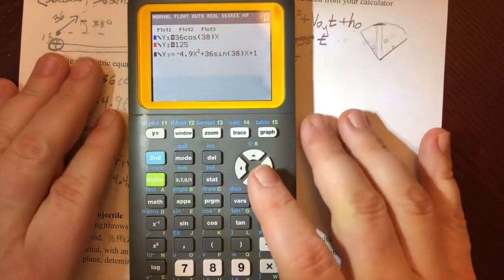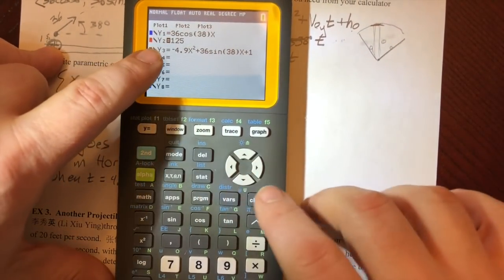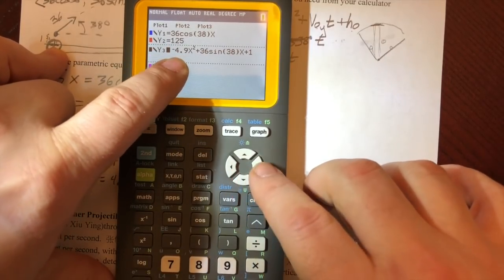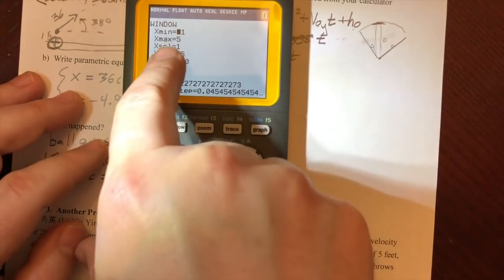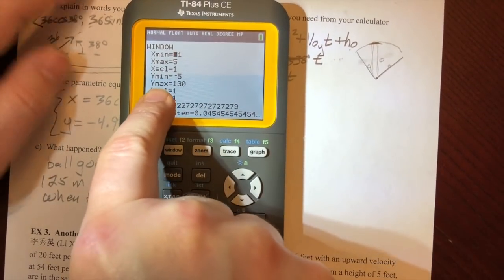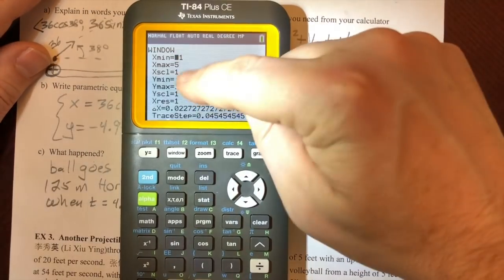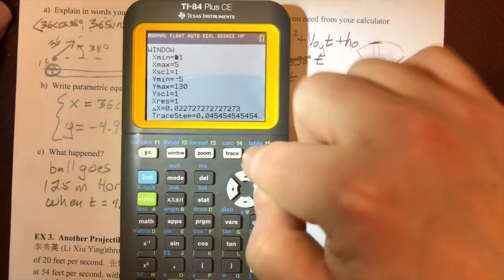So I'm going to go back into y equals. I'm going to turn off both of these equations. You could just delete them and retype the other equation. I was just trying to save time. Go into the window. So x is t, that works. And now y is the y, because we're actually using the y output. And these bounds, I think, worked pretty well for the other one. I'm going to press graph.